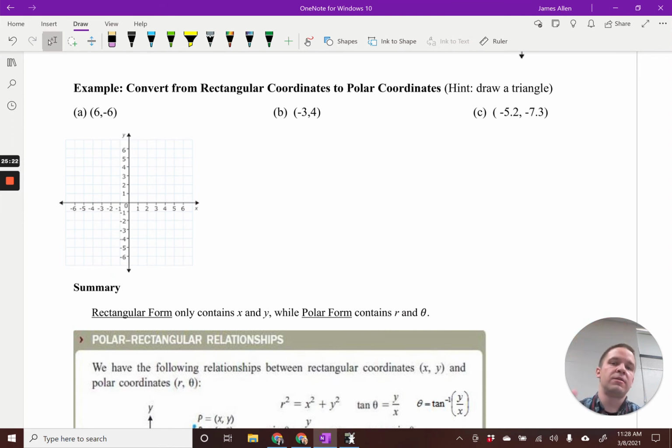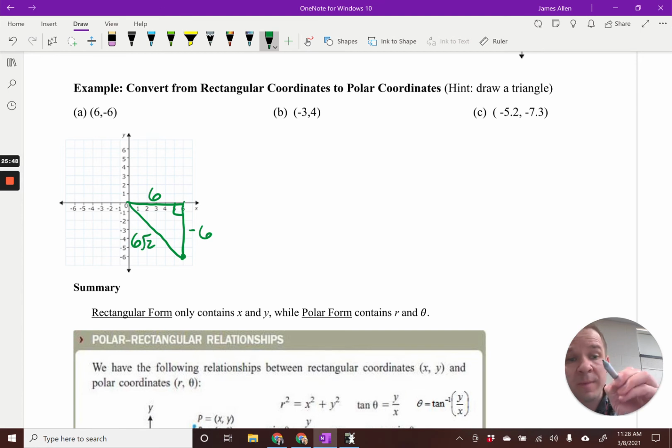Convert from rectangular to polar. So we did polar to rectangular, and now we're in rectangular to polar. So the point 6, negative 6, and we've got ourselves a nice little graph here. So I'd be right down here, 6, negative 6. And the hint is to draw a triangle. I love me some triangles. So I've got negative 6 here, I've got 6 here. Ooh, that's a 45, 45, 90 triangle. 6 root 2. There's my r.